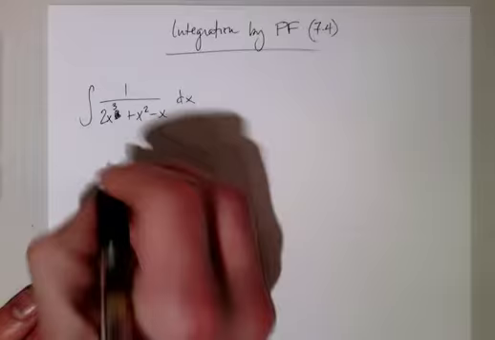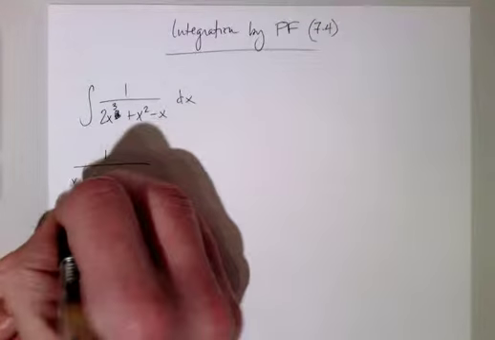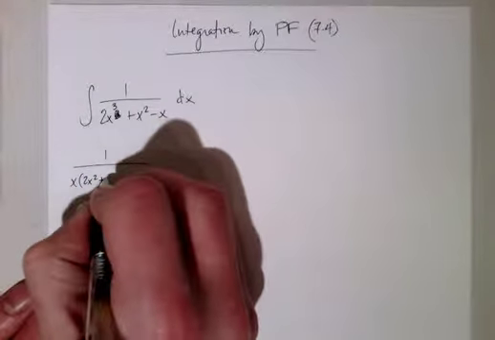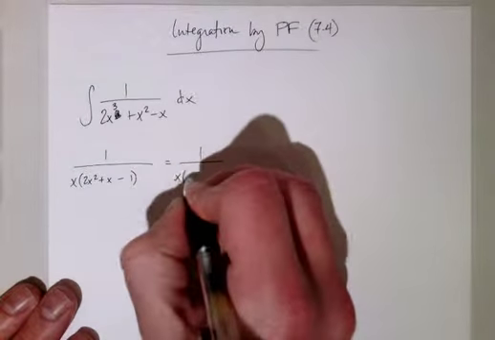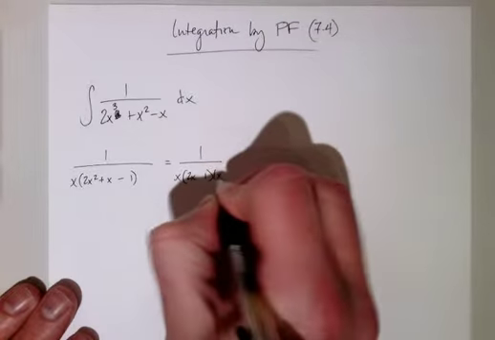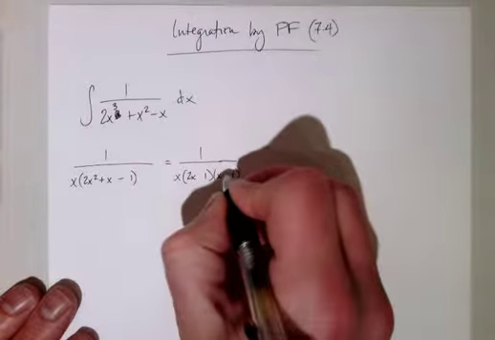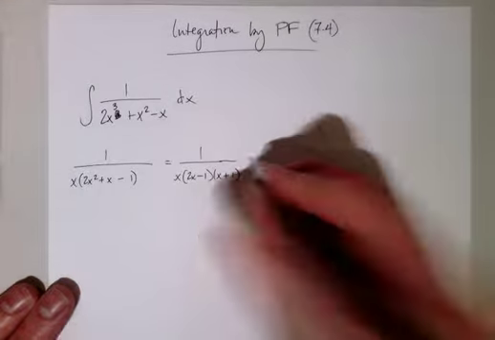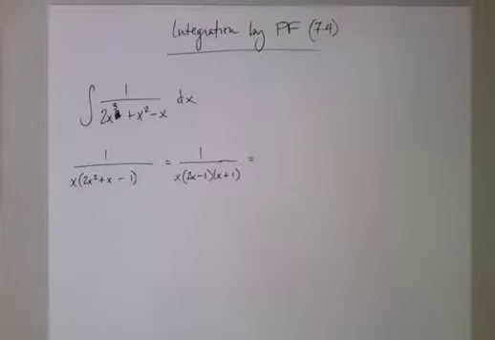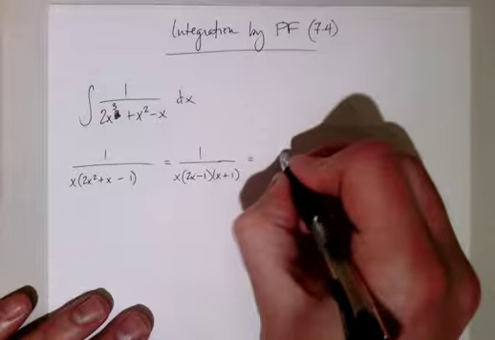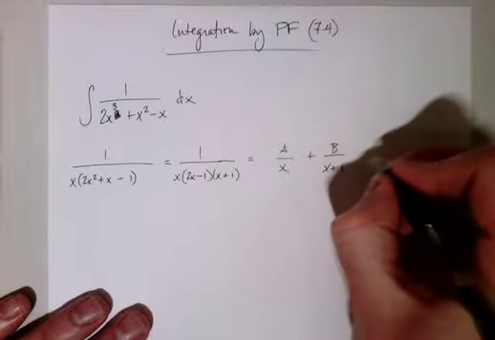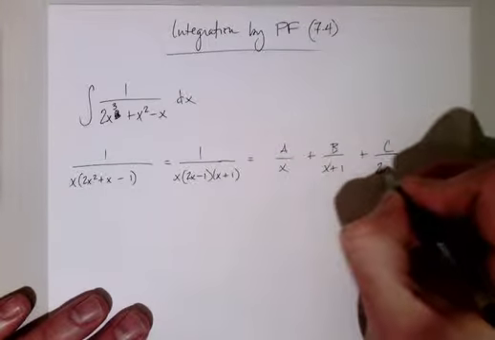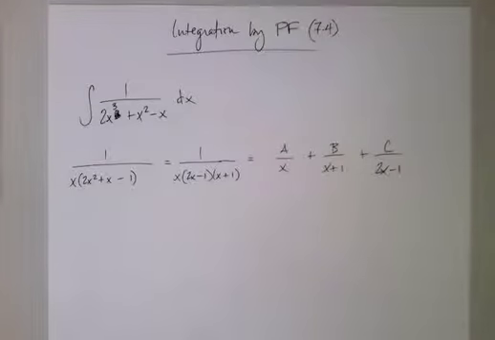Okay. Now we know, and it may actually be easier to go ahead and pull this aside, like this, in order to just do the decomposition and then go back to the integral, okay? And so what we have here is a over x plus b over x plus 1 plus c over 2x minus 1. Okay.